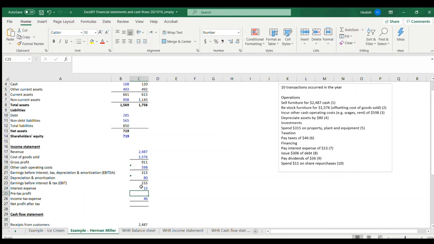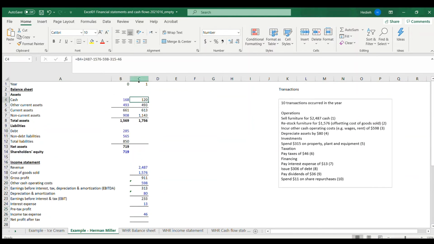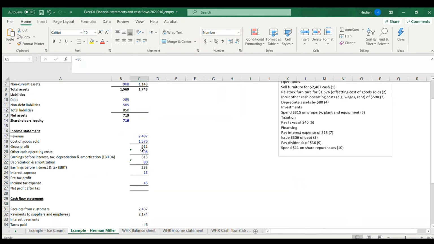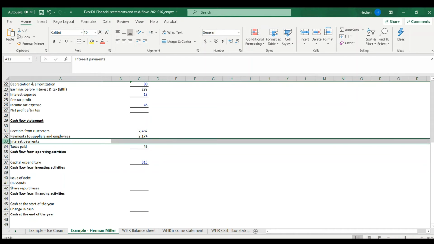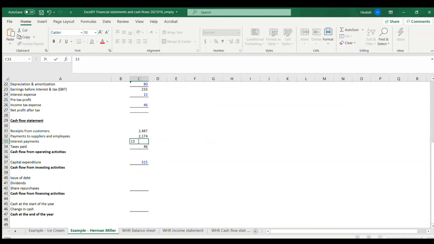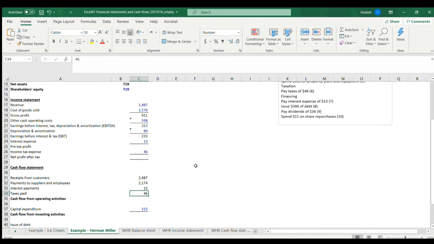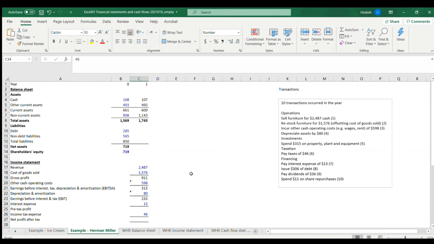This is a real cash outflow. So it will affect your cash holdings on the balance sheet. So you should subtract $13 from your cash holdings. At the same time, it will affect the cash flow statement. The interest payment of $13 is considered in the operating activities section of the cash flow statement. Okay, so we updated all 3 financial statements for transaction 7.